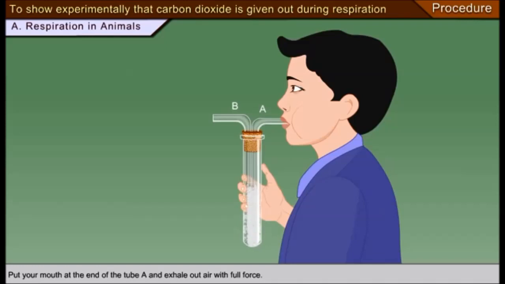Put your mouth at the end of the tube A and exhale out air with full force. Pass exhaled air vigorously for at least 1 minute. Observations: you observe as the exhaled air bubbles pass through lime water, it gradually turns the lime water milky.